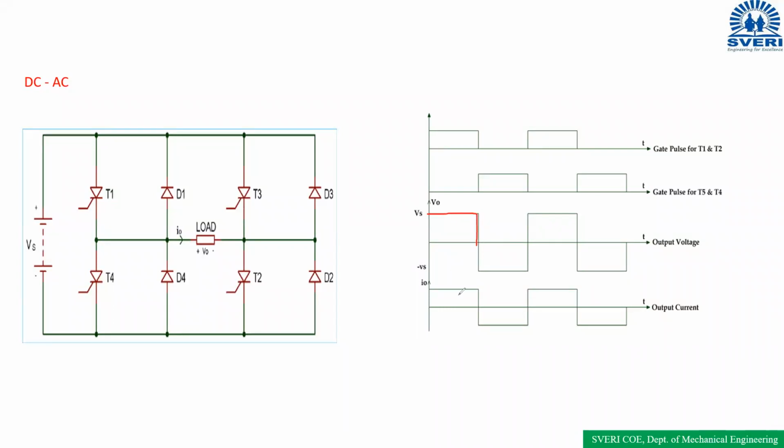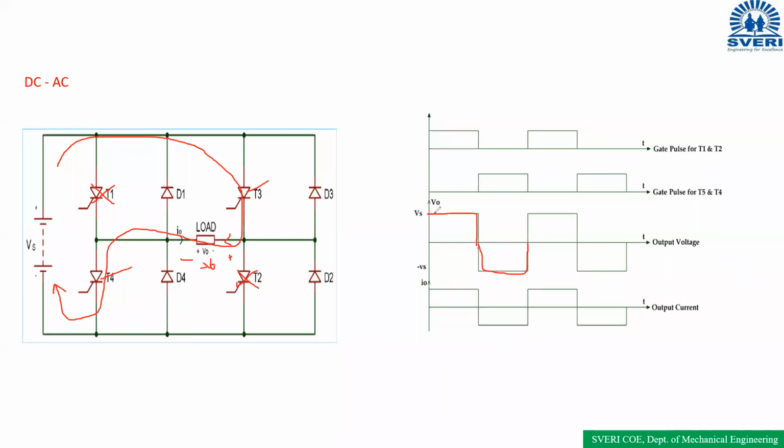Okay. And next, when T1, T2 are off, now T3, T4 turn on. When T3, T4 turn on, the current is flowing like this. Now the current is flowing through the load circuit in reverse. So the voltage is also reversed. This is the positive and this is the negative. Okay, minus V0.